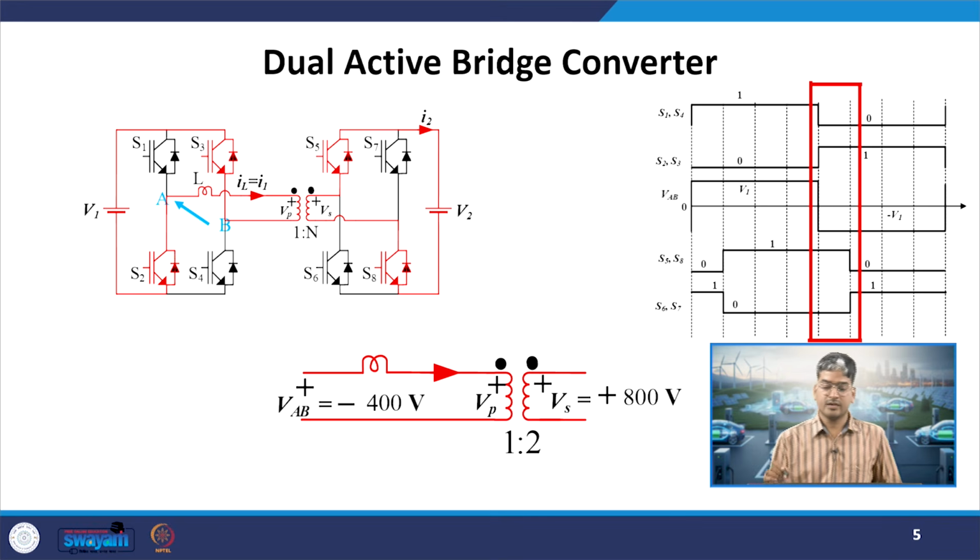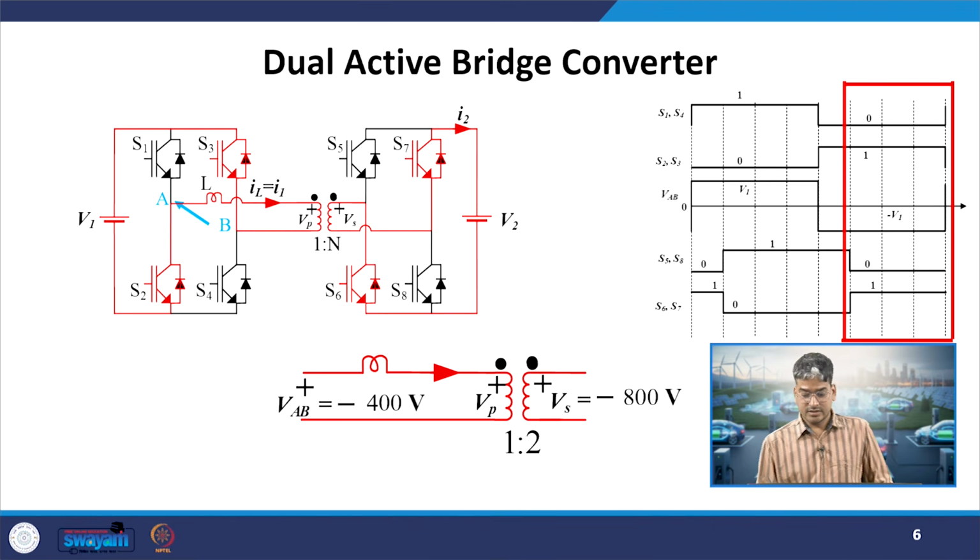Then after that we will have one switching on the primary side, that is, we are turning off S1 and S4 and turning on S2 and S3. During this case, the primary side voltage will shift from plus 400 to minus 400, whereas on the secondary side S5 and S8 still have the pulse, so it will be maintained at plus 800.